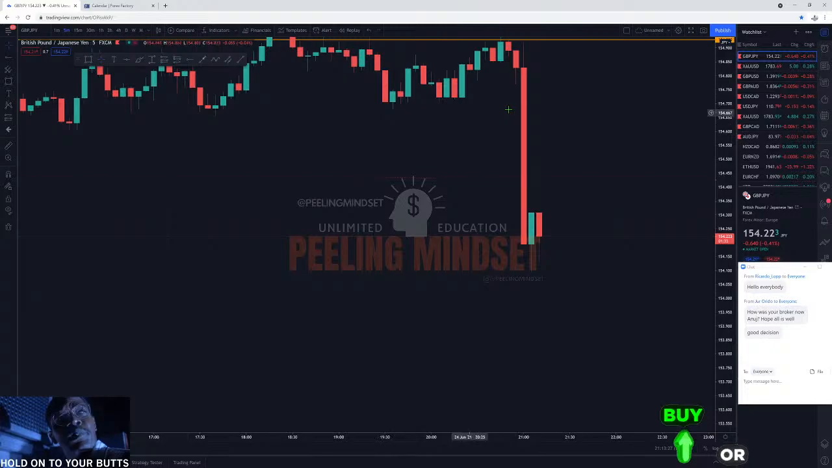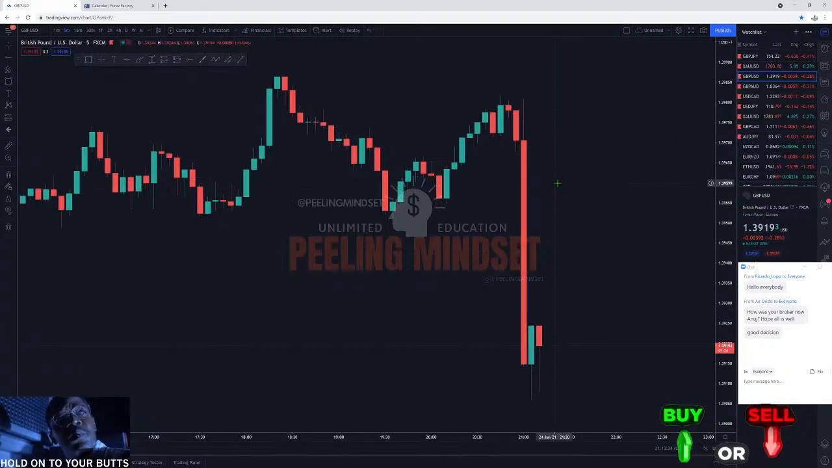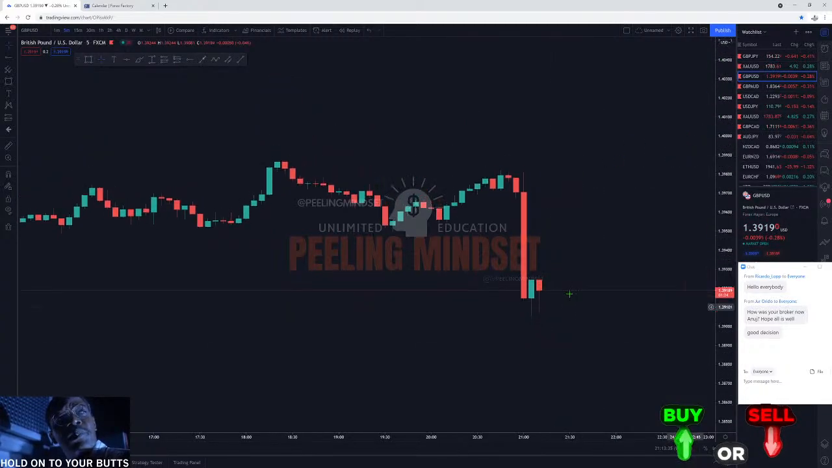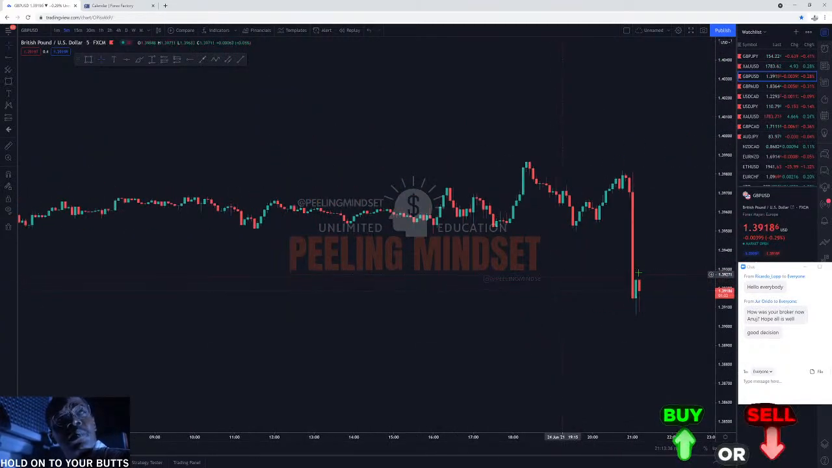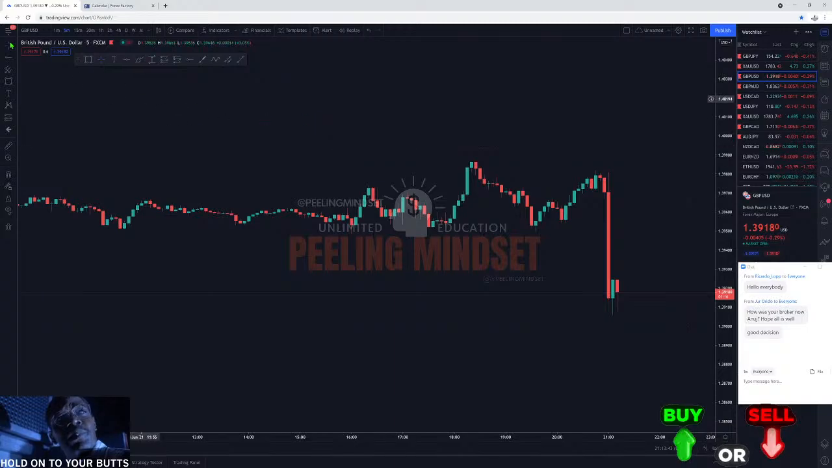Pound yen. Let's look at pound USD and see what's happening with pound USD. Pound USD the same, very similar. Pound USD and pound yen, pretty similar. Doesn't look different at all.